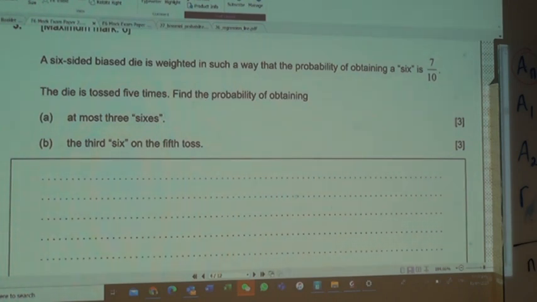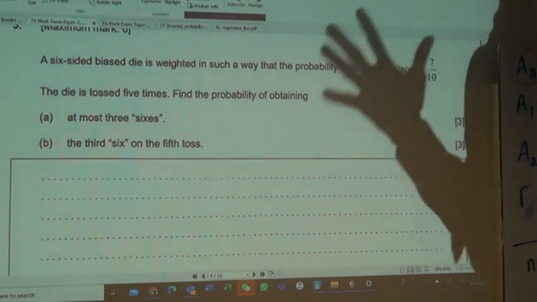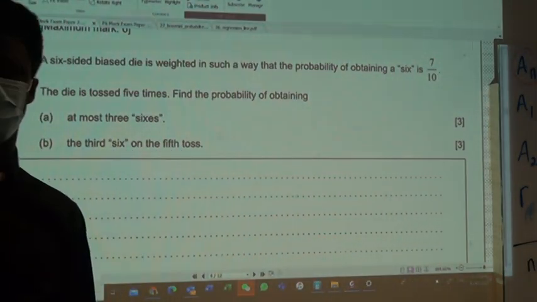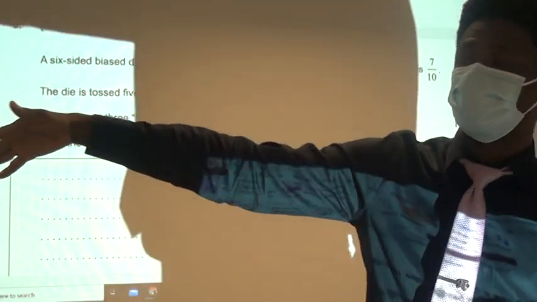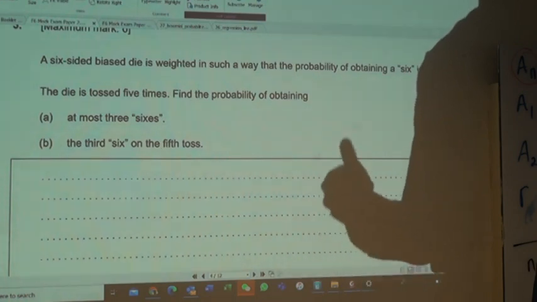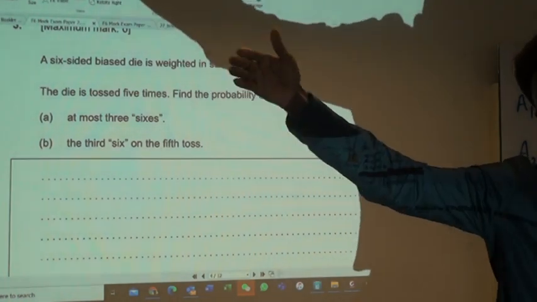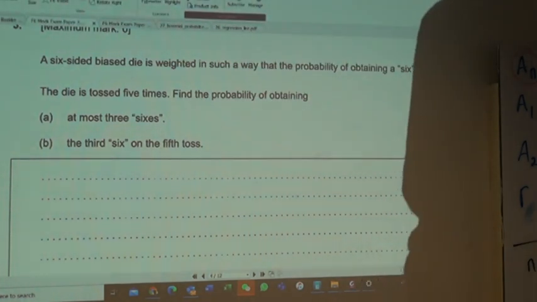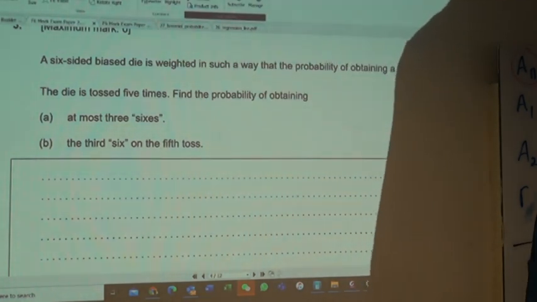Out of how many? Out of 5. At most 3, which means from 0 to 3. So you can find 4 and 5 and subtract from 1. So you can do 1 minus probability of 4, probability of 5. Here you can do those additions because it's a discrete random variable or discrete probability distribution.